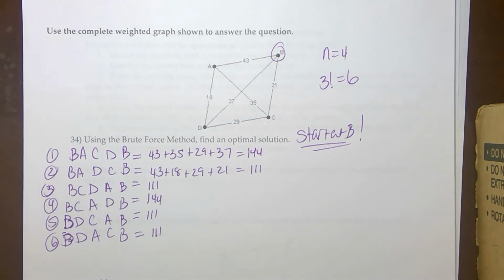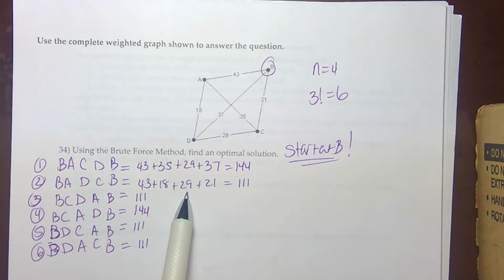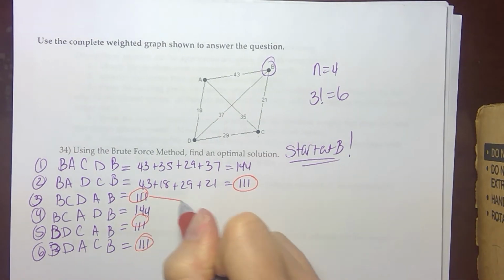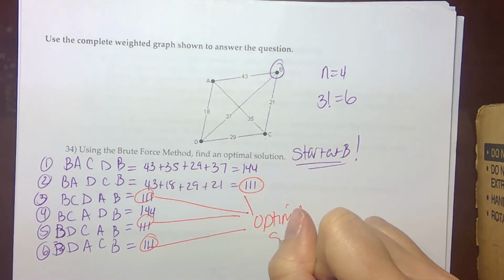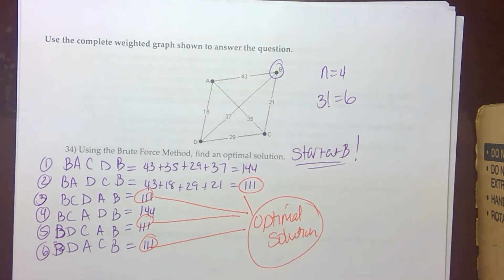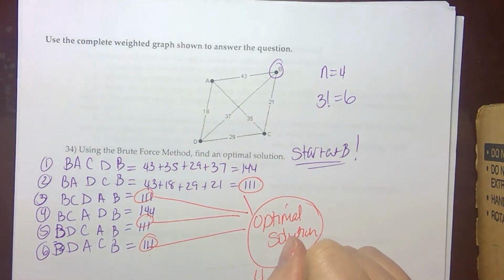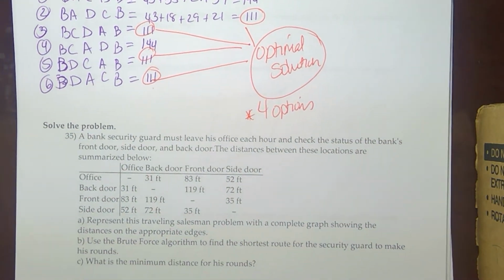Okay, so I showed you step by step the first 2. So you can kind of check yours against mine and make sure you're doing the correct thing. Notice that we only got 2 different answers on this, 2 different solutions. The optimal solution is that 111, and 111 can happen from 4 different circuits. So the optimal solution is that value 111, and I can get it from any of those 4 options.